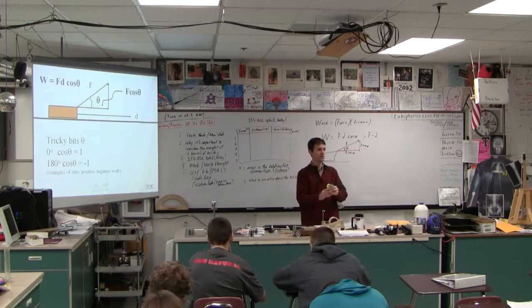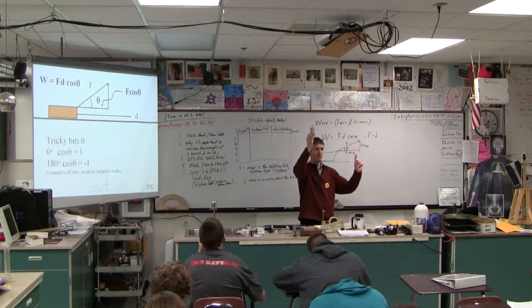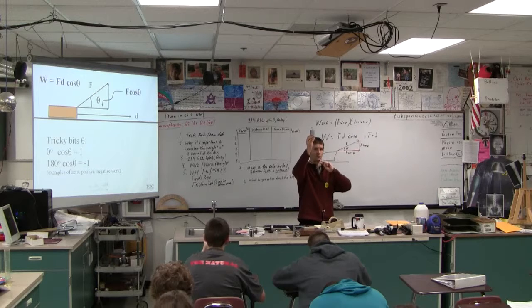Okay? Now, the second tricky thing, okay, is this. I'm going to push this thing up. When I push it up, which way is the distance? Up. Which way is the force? Up. Okay, the angle between up and up is 0 degrees. Cosine of 0 is 1.